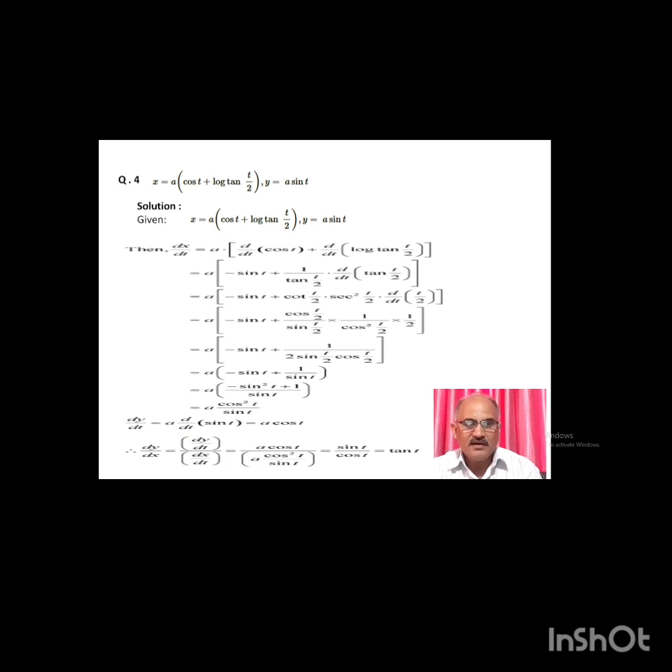Next question: if x is equal to a within bracket cos t plus log tan t by 2, and y is equal to a sin t. So children, you have to differentiate x is equal to the given function with respect to t and y is equal to a sin t with respect to t also.